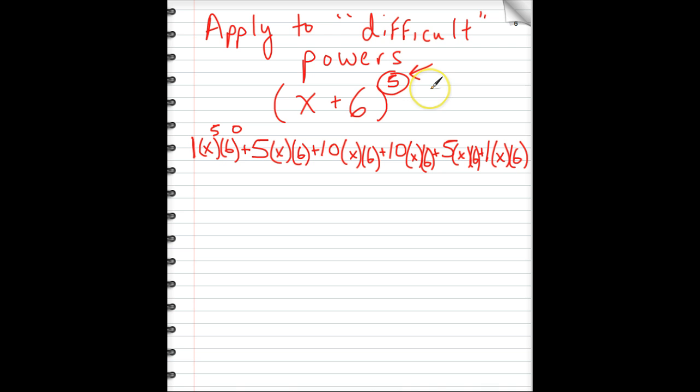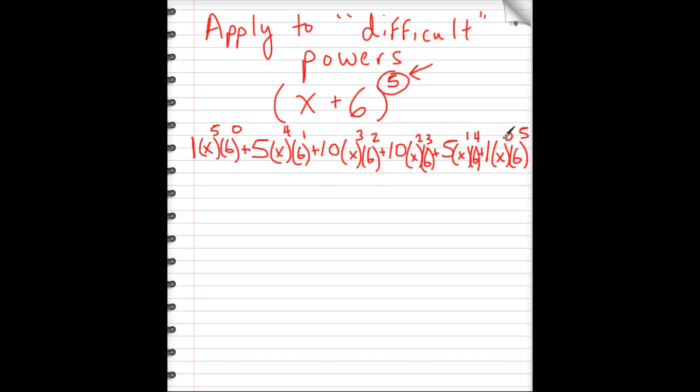If they do not, you made a mistake. And then following the pattern, it descends. So if we start with 5, now x goes down to the 4th, but the 6 goes to the 1st. Again, these two have to add up to 5 if that is our power we're raising to. So then we go down to 3 and 2, 2 and 3, because it's got to add up to 5, 1 and 4, and then 0 and 5. Okay, so it goes 5, 4, 3, 2, 1, 0. And then the second term of the binomial goes ascending. 0, 1, 2, 3, 4, 5.